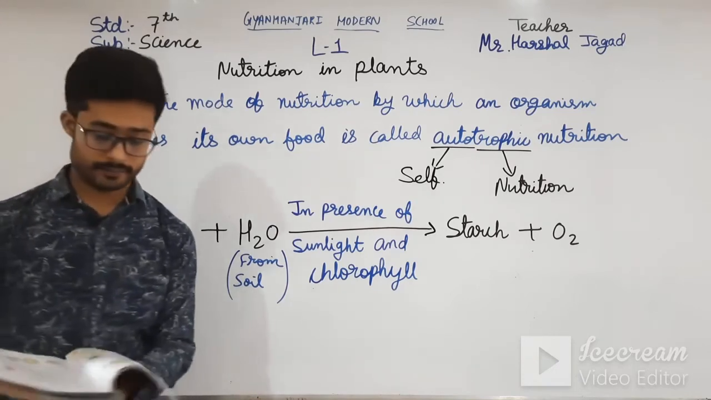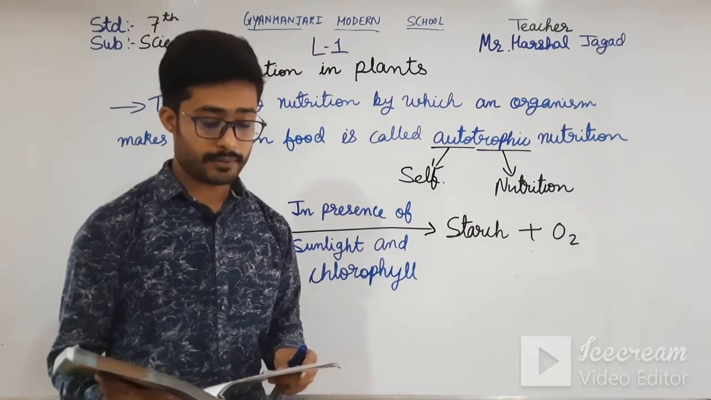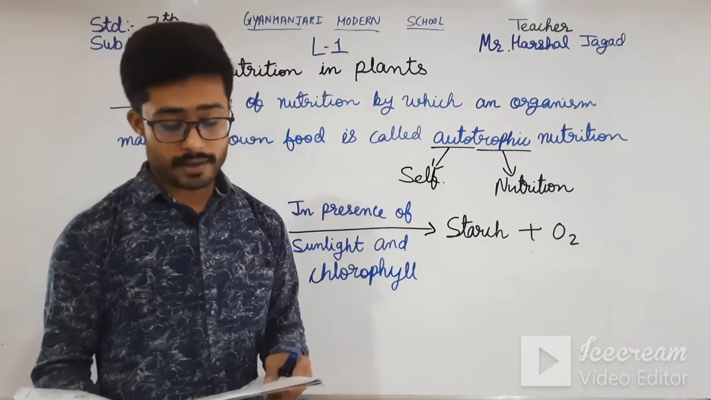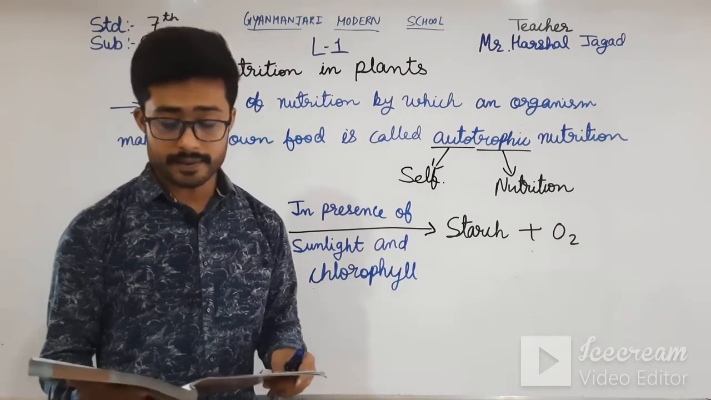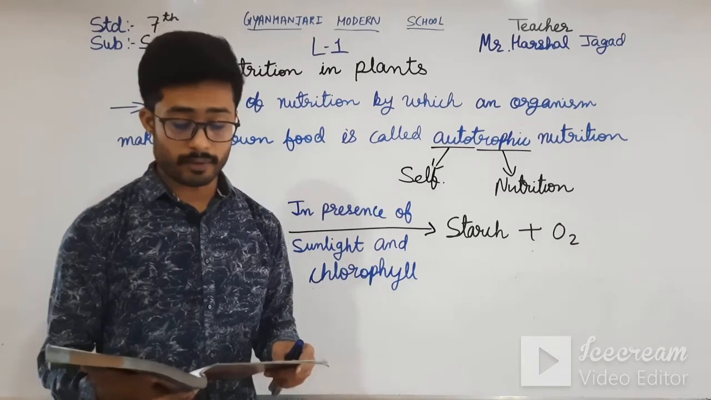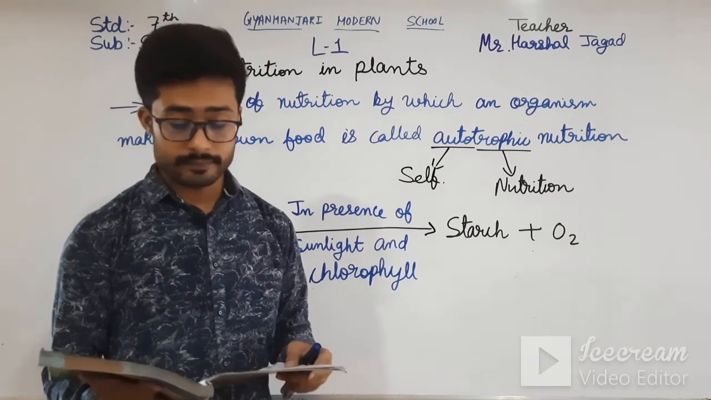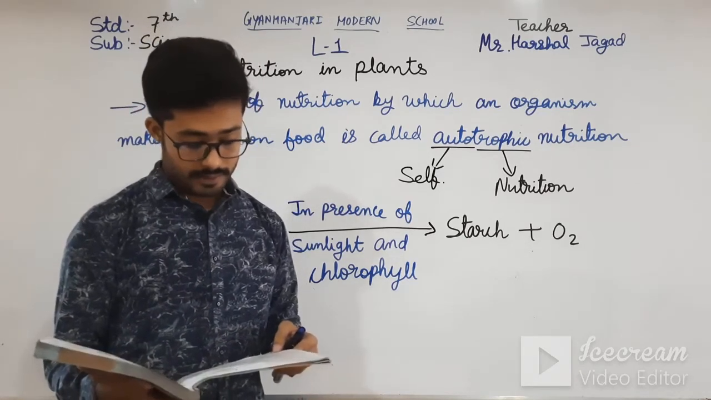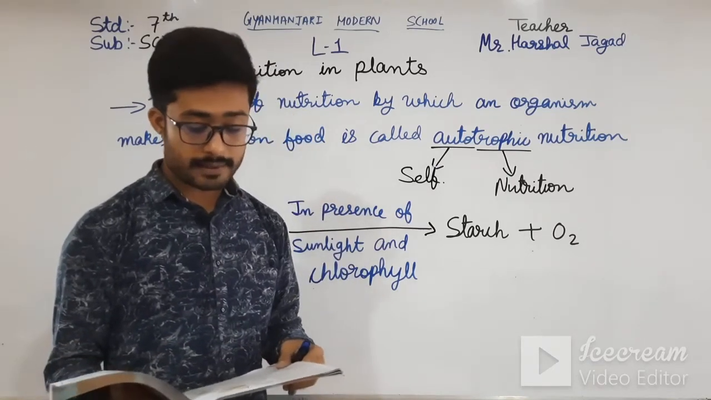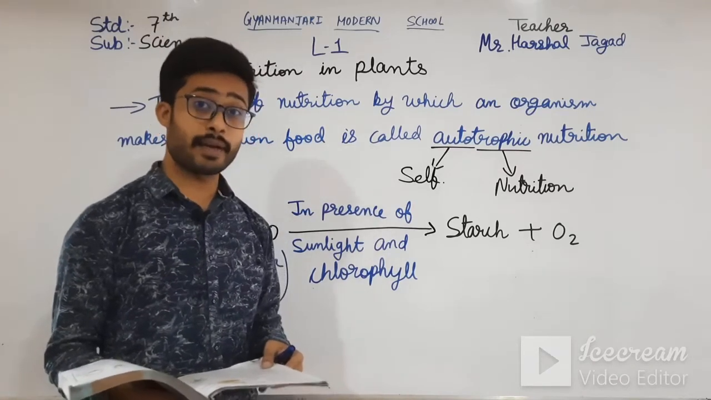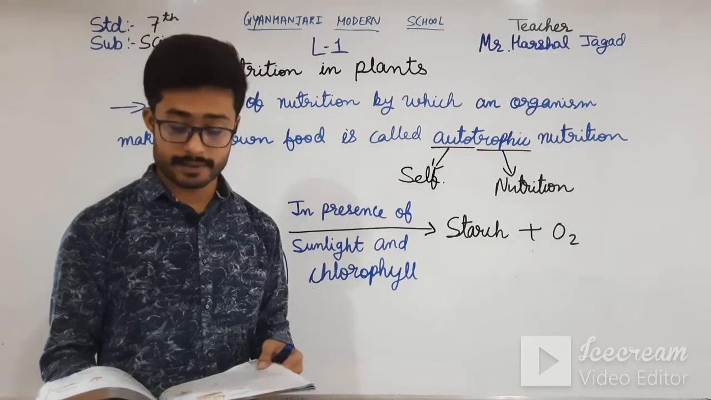Let me read that. The glucose produced is converted into starch to be stored in various parts of the plants. As a byproduct, oxygen is released into the atmosphere. See here, there is a diagram, photosynthesis figure 1.1. Here there is an activity to prove that only green plants carry out photosynthesis. Only green plants carry out photosynthesis; others do not.